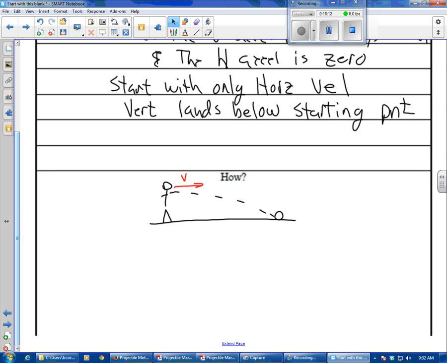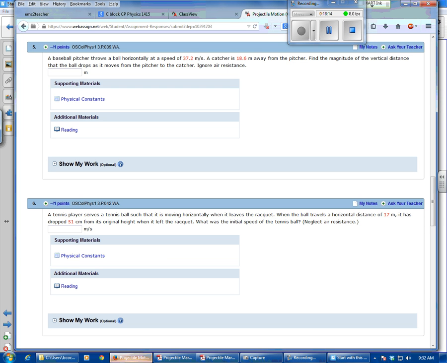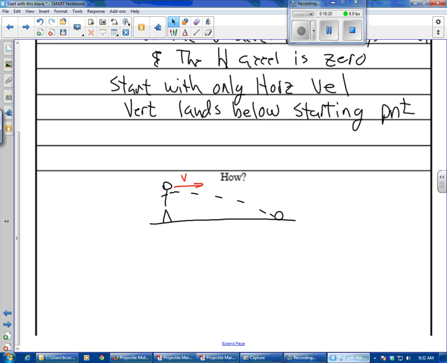Let's see, what else do they tell me? They tell me that that is 37.2 meters a second, and that my catcher is 18.6 meters away. So for me, this is 18.6 meters. So, which directions do you want to call our positive directions? Up and to the right? Okay, we'll call those positive.